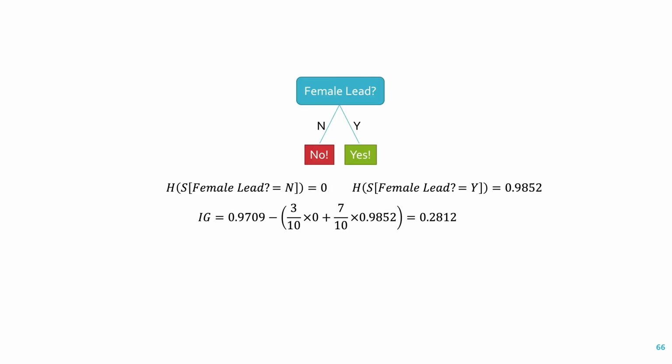Calculating information gain, we know that there are 3 samples on the left side and 7 samples on the right. The information gain for this split is 0.28. This is the highest one we have seen so far.